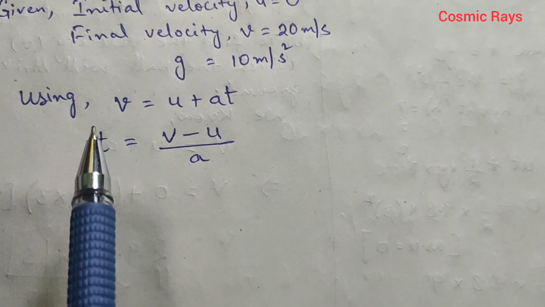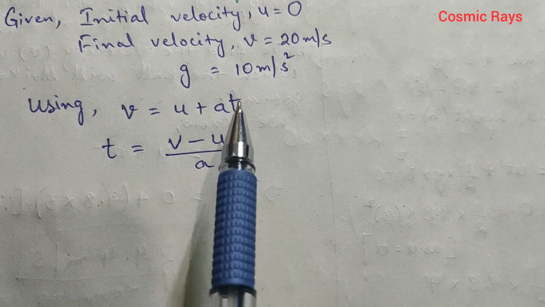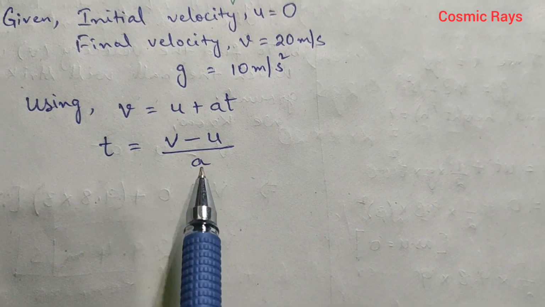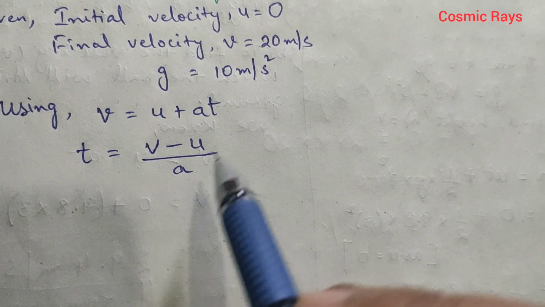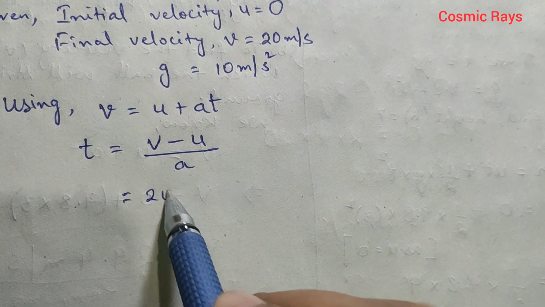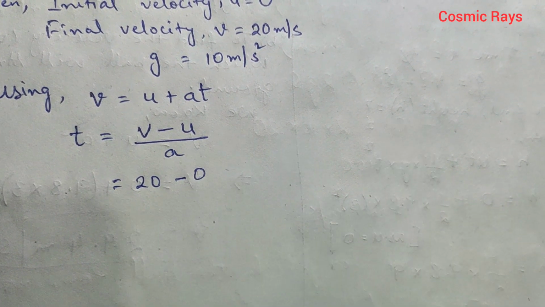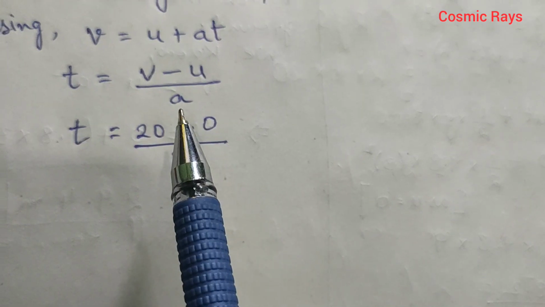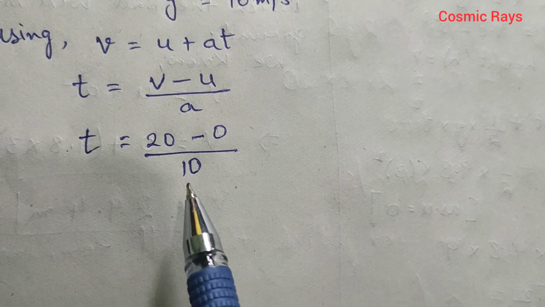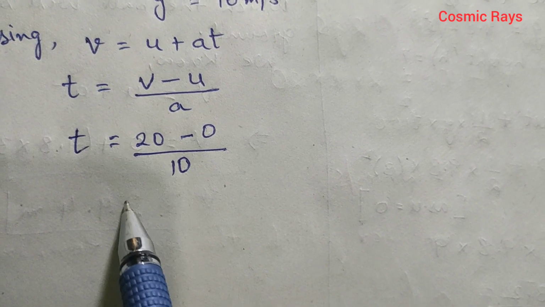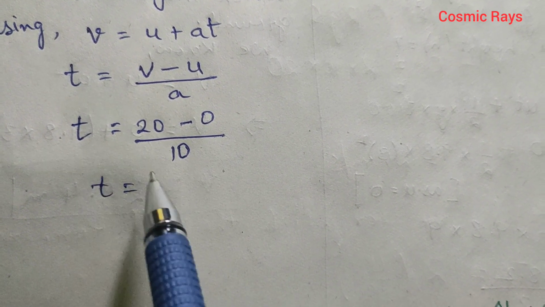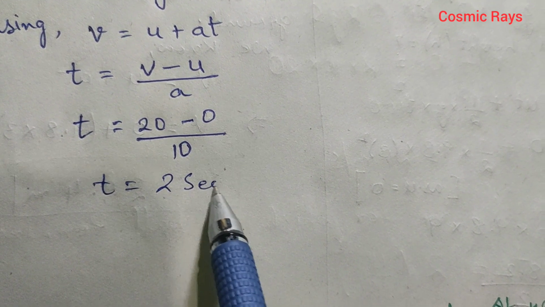So using the equation v equal to u plus at, modifying it in terms of t, we have t is equal to v minus u upon a. So final velocity v is nothing but 20, initial velocity u is 0, and acceleration is nothing but acceleration due to gravity, that is equal to 10. So after calculation, we find 20 minus 0 is 20, divided by 10 is 2, so time taken is 2 seconds.